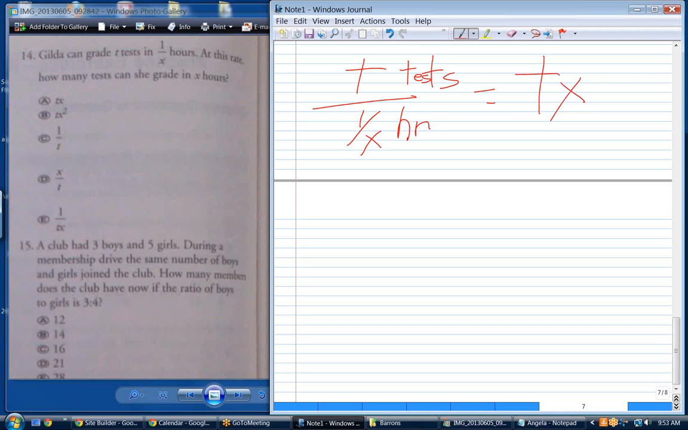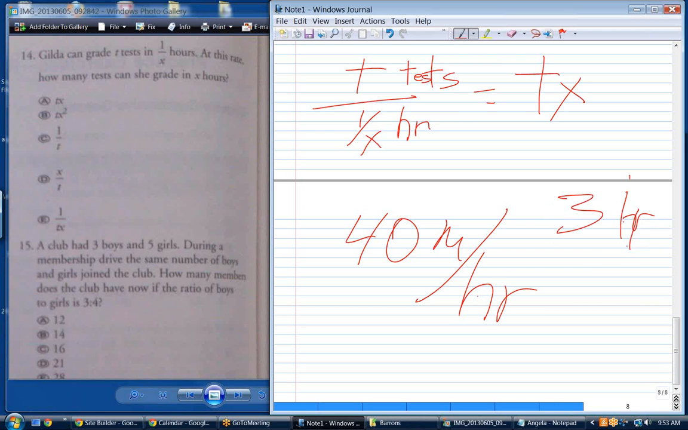So at this rate, how many tests can she grade in x hours? If I'm driving at 40 miles per hour, how many miles can I go in 3 hours? 120. So I multiply. Yes. Gets rid of the hours and the hours. Well, this is tests per hour.